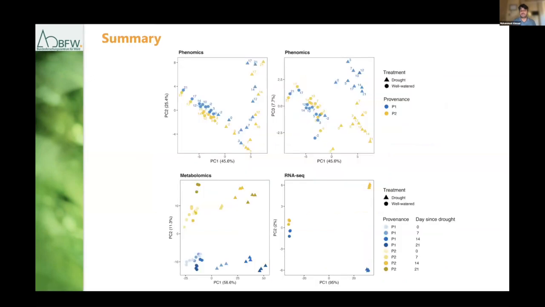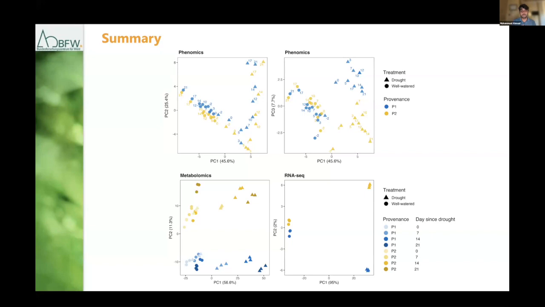So overall, if I sum up the whole data set or whole presentation, what we clearly see in the phenomics data allows us to distinguish between all three factors of our experiment, which are treatment, populations, and time. This was also captured by both the metabolomics data set and, of course, on one time point with the RNA-seq data set. So this gives us a proof of concept that the technology works, which is highly complementary with different analyses.